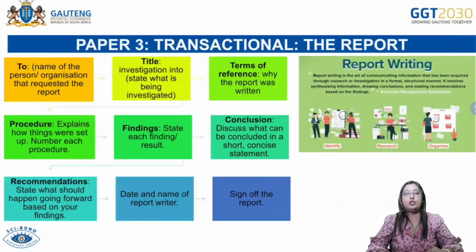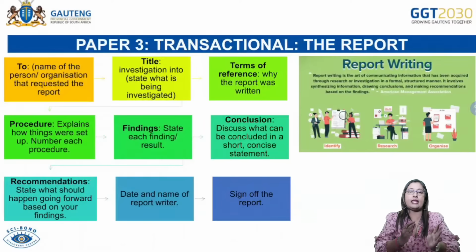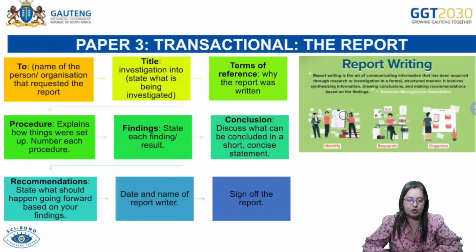And then basically you will explain all the things you have found out, or all the things that had to take place for a particular experiment to take place. You will include that. And then the findings part is where you're going to give us the final result of what happened. And then the conclusion would be where you give us a short, concise statement telling us what you have concluded. All right. So if you're looking at possible recommendations in your report, that is where you're going to state what can happen going forward from here based on your findings.